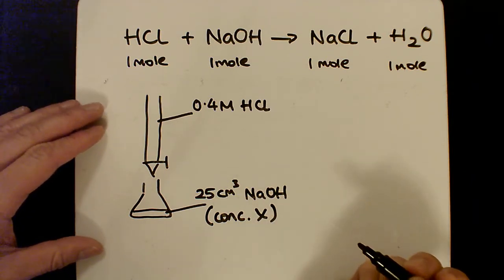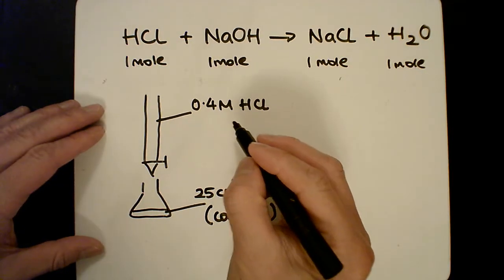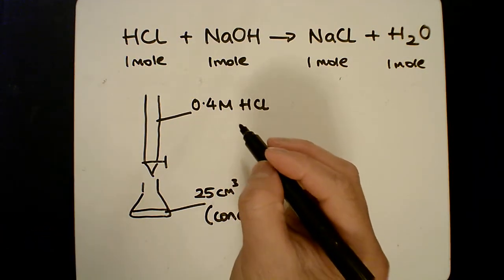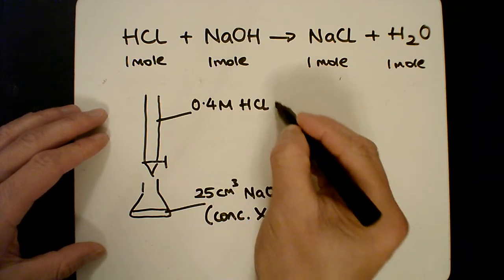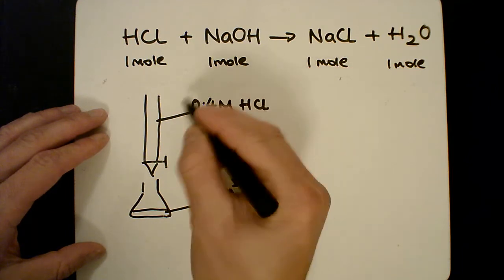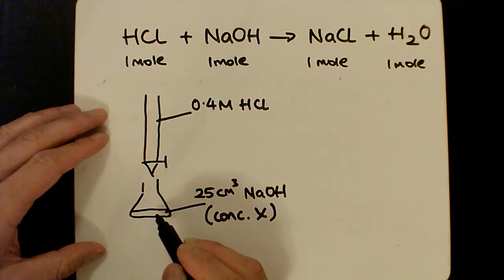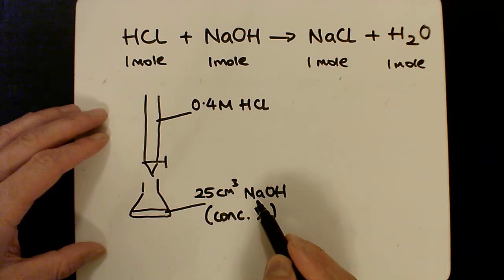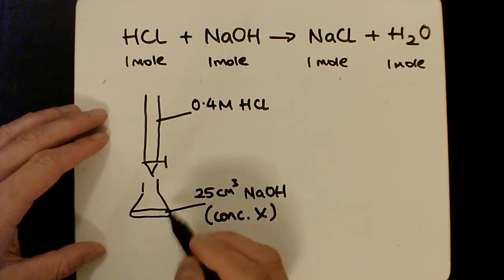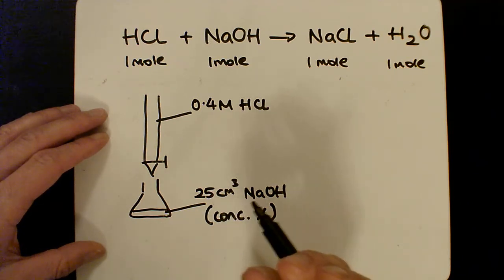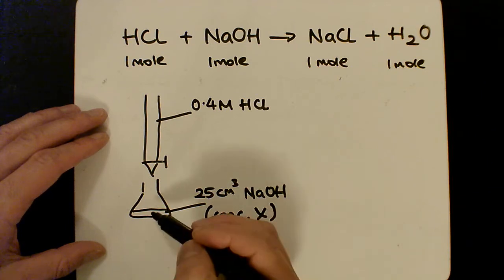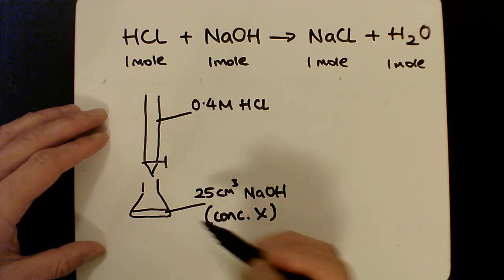In order to do that, you first have to obtain some data to find out the volume of 0.4 molar hydrochloric acid that you require to neutralize the sodium hydroxide. And you know it's neutralized when your indicator changes color. So let's say for example phenolphthalein. Phenolphthalein is pink initially in an alkali, but when it's neutralized, it becomes colorless.